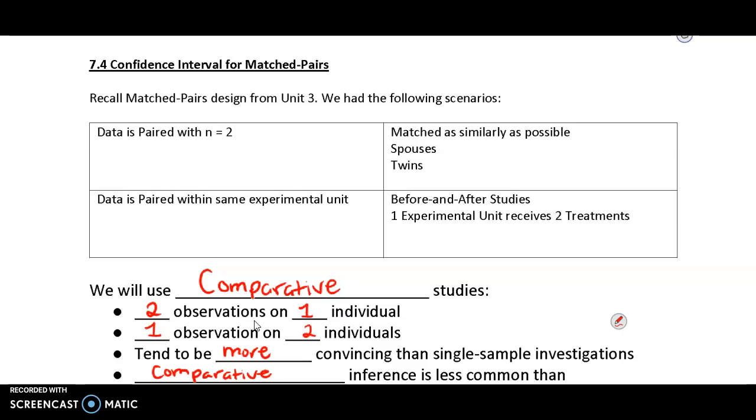We have blocks of size 2, and we have either matched people as similarly as possible. We've matched spouses or partners, and we've matched twins or siblings. Now, this could also happen where data is paired within the same experimental unit, such as in before and after studies, or where one person receives 2 treatments and we randomly assign the order.